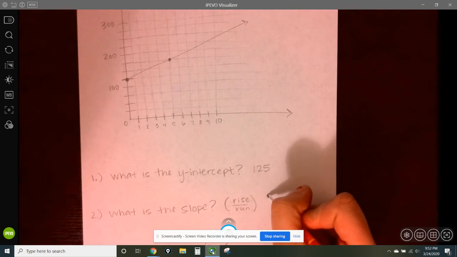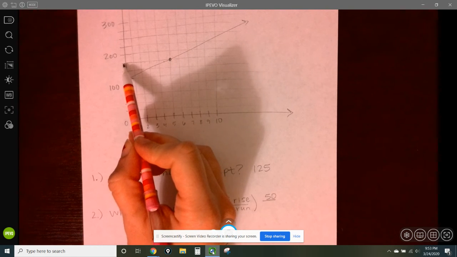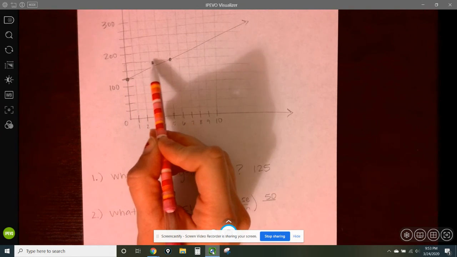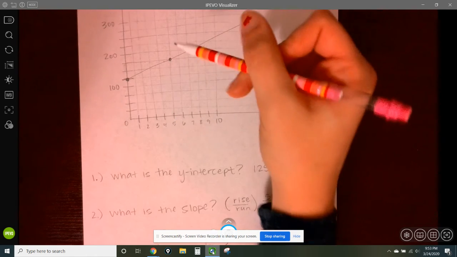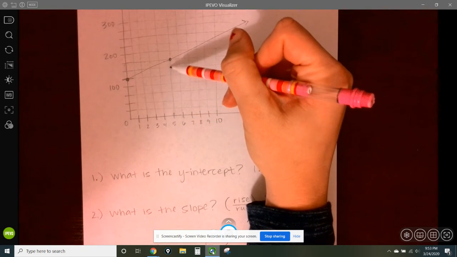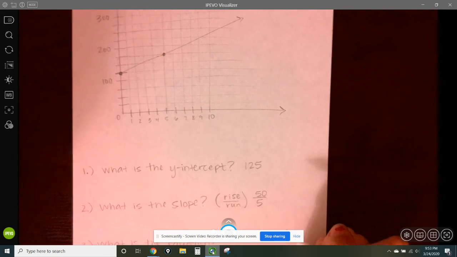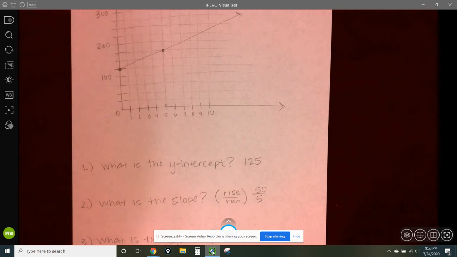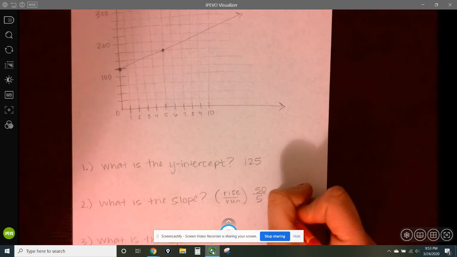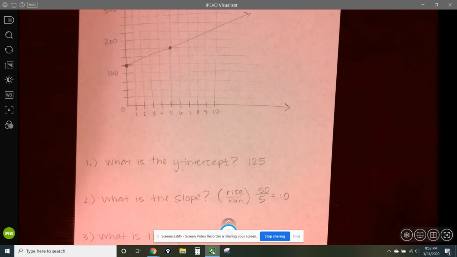So I went up 50, my rise was 50, and I went over 1, 2, 3, 4, 5 units, which actually was just 5 on this x-axis here. I only went over 5. So my slope is 50 over 5. Now you could leave it like that, however, it would be best to reduce. So 50 divided by 5 is 10. So my slope is 10.